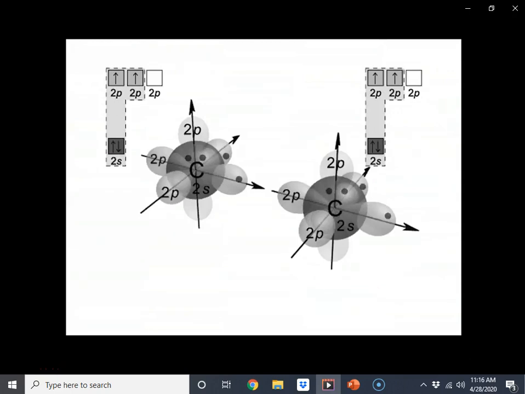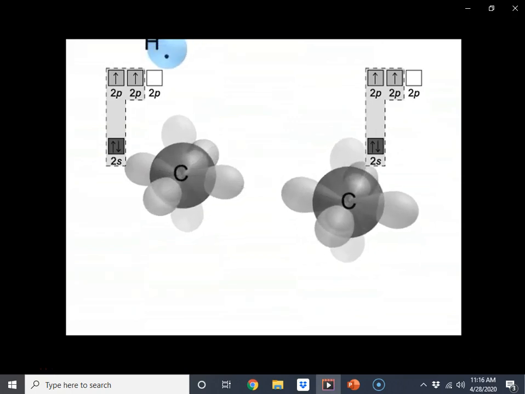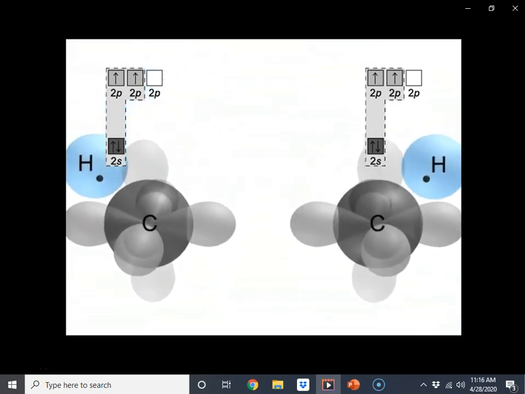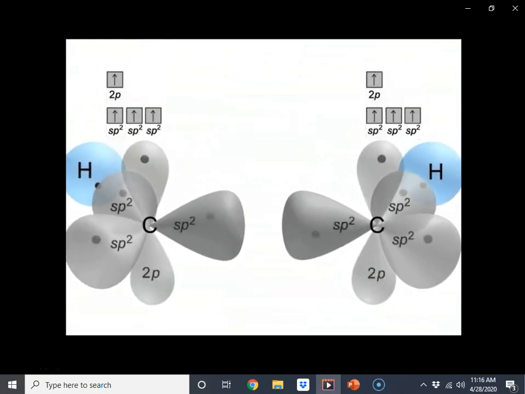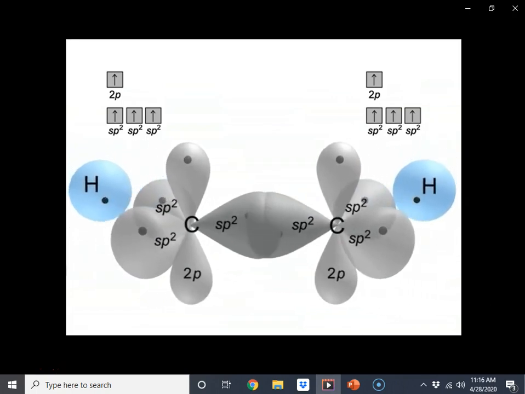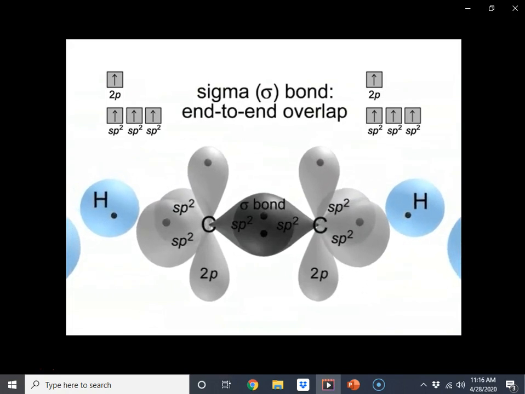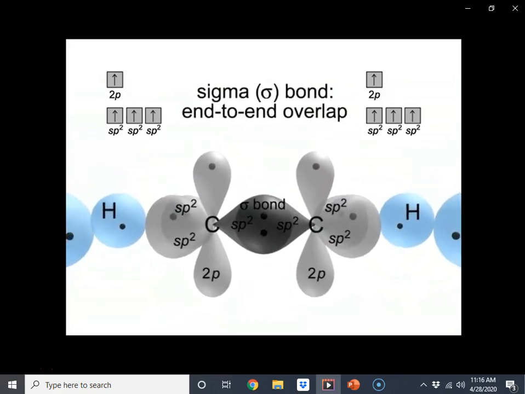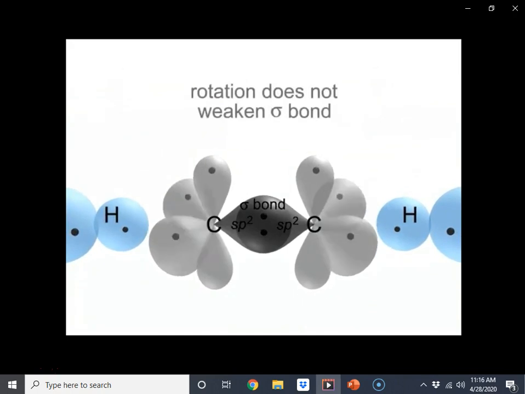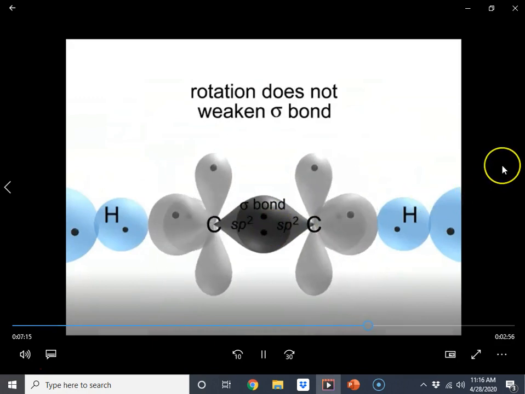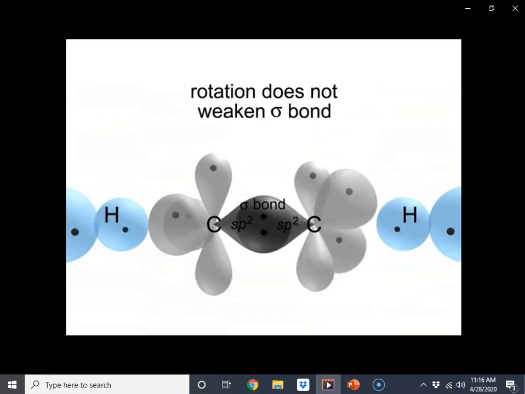So here we show 2 carbons next to each other as atoms, but now we're going to hybridize them to form the sp2. So there's the sp2. The hydrogens overlap with the sp2 hybrid orbitals, and then we need 4 hydrogens. Each of the hydrogens is going to overlap with one of the sp2s, but then that's the sigma bond right here. So that's an sp2 overlap between the 2 carbons.